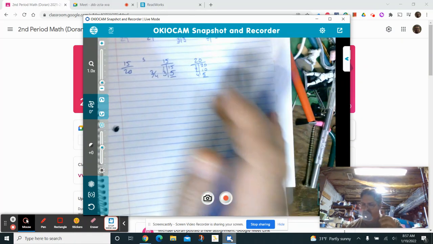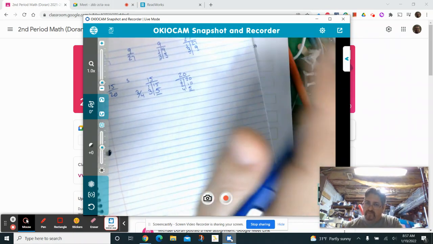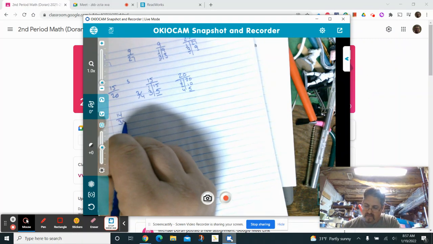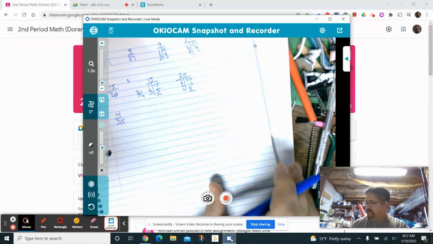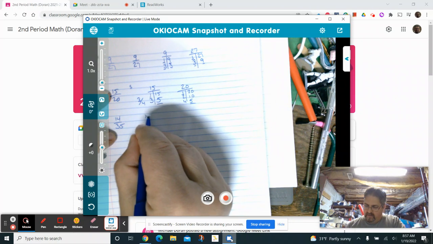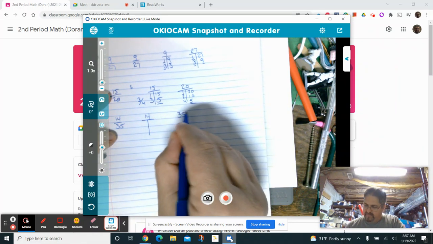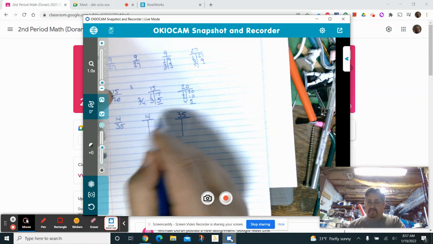14/35. Those numbers don't look like they have very much in common at all. But we'll see. I mean, sometimes our greatest common factor is 1 and we can't reduce. But again, let's see. Factors of 14, factors of 35. We know that 1 times 14.